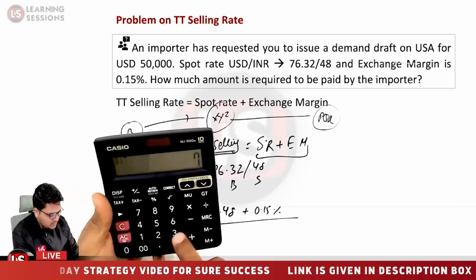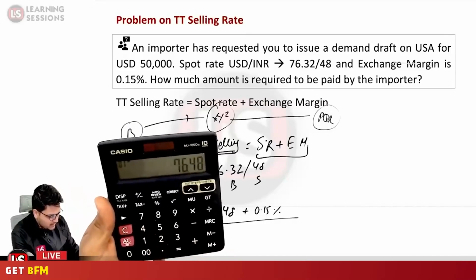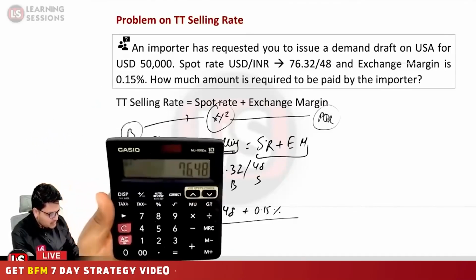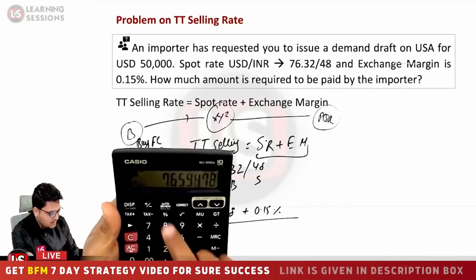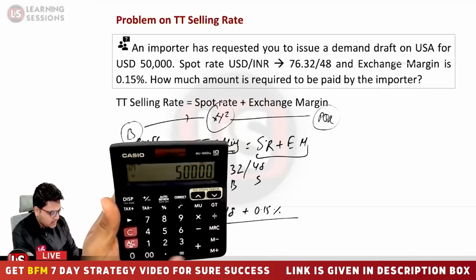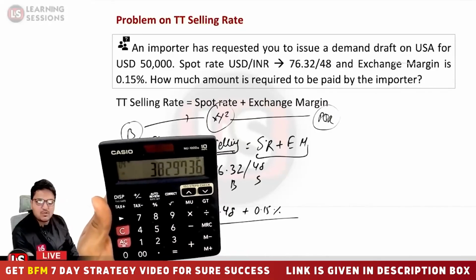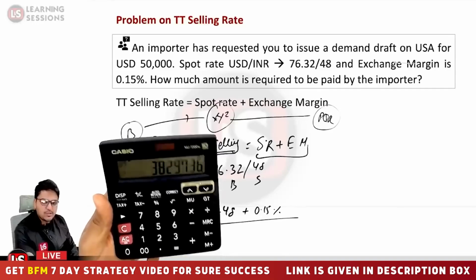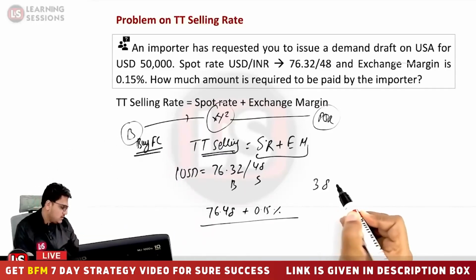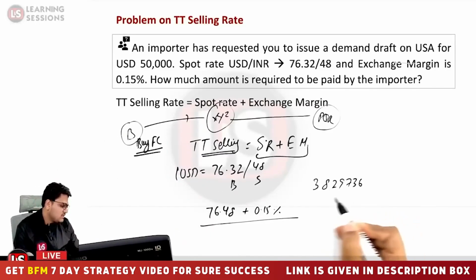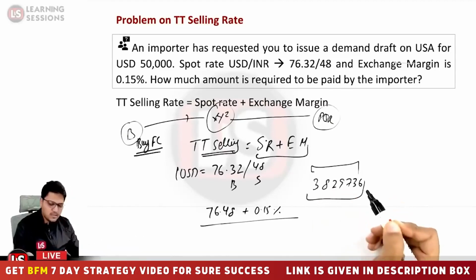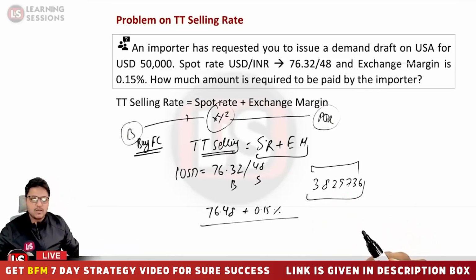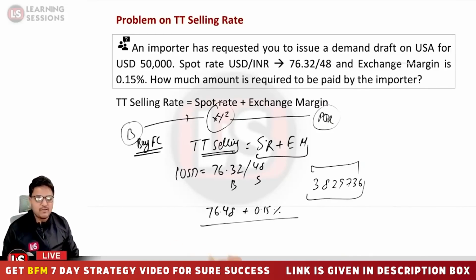So what is the amount which is payable by the customer? 76.48 plus 0.15%, multiplied by 50,000. That is the amount payable by the customer: 3829736. That particular amount is payable by the customer so that the bank can issue the demand draft amounting to 50,000 USD. I hope you have understood the concept related to this particular question.